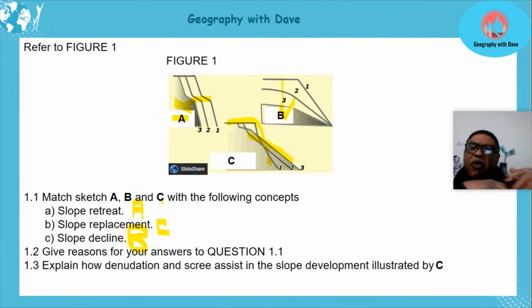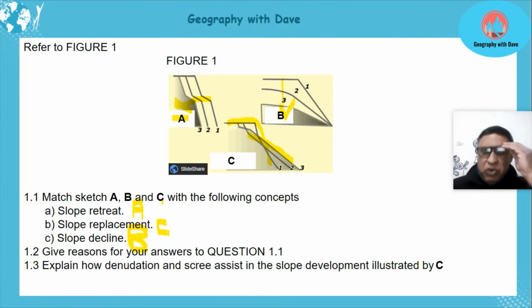Now, learners, all I did was take that information, turn it into questions, and if you just apply yourself, that is why it's so important to apply yourself. It's not new information. What am I doing? I'm giving reasons for why this one would be slope retreat, why this one will be slope decline, my apologies, and this one would be slope replacement. I want to give reasons why.